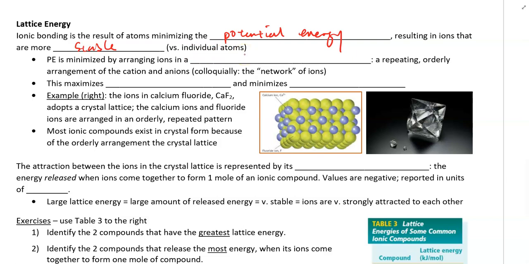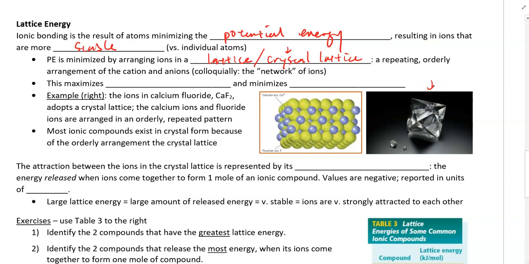So potential energy is minimized by arranging atoms in a lattice. Sometimes you also might see this called a crystal lattice. Either of these terms is appropriate; I'll probably use crystal lattice more frequently. This is that repeating, orderly arrangement of the cations and anions. You probably recognize that the word crystal shows up here. You can imagine what crystals look like. This picture on the right shows that: a very repeated, very geometric shape.